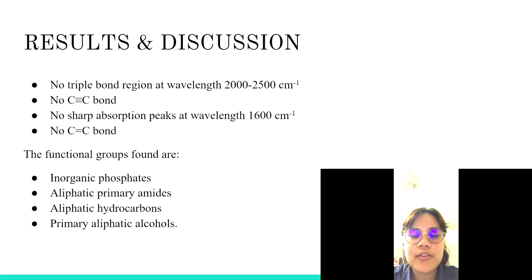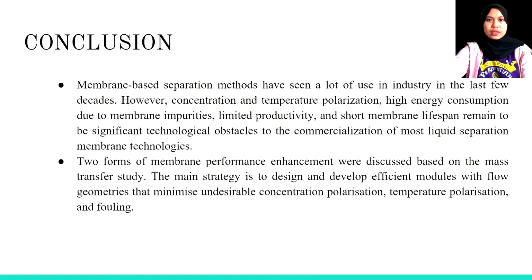Based on the graphs, we can also identify that there is no triple bond region found in the tested samples, which is around the wavelength of 2000 to 2500. This indicates that no triple carbon bonds are detected in the tested samples. At a wavelength of about 1600, no sharp absorption peaks were shown, indicating that there are no double carbon bonds found in the tested samples. The functional groups found in the tested samples include inorganic phosphates, aliphatic primary amides, aliphatic hydrocarbons, and primary aliphatic alcohols.